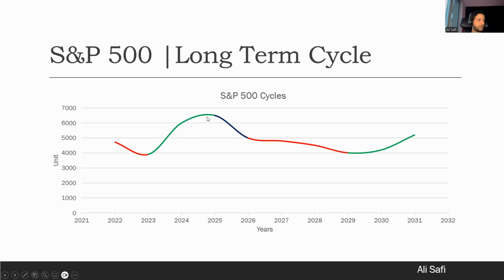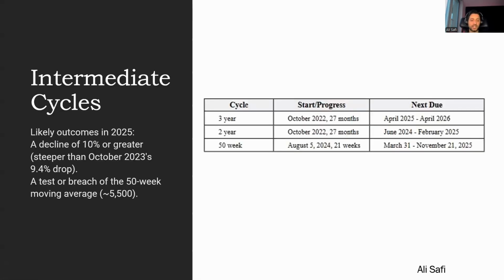So in 2025, we may see some kind of 6,500-ish. It can go higher to 7,000. It can even go higher to 8,000. I'm not predicting the price. I'm just saying cycle-wise, we are seeing the top of the market potentially in 2025. But after that, we are heading to the decline, the multi-year decline all the way to 2029 to 2030. So this is the long-term cycle. How about intermediate cycles?